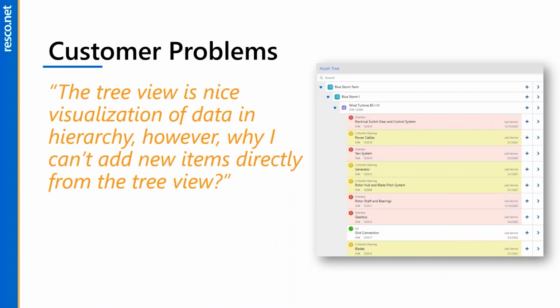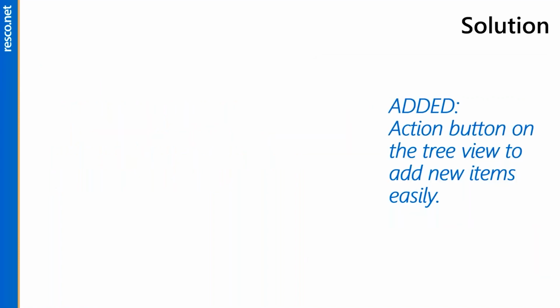So far, what was the feedback what we gathered on the tree view? One of them was, I can just read what is on the screen, that the tree view is a nice visualization of data in hierarchy structure. However, why can't I add new items directly from the tree view? So if anybody created and configured a perfect tree view and there is all what you wanted to see, and you could even search it, but there was no functionality to easily add the new items into the tree view, it was kind of frustrating.